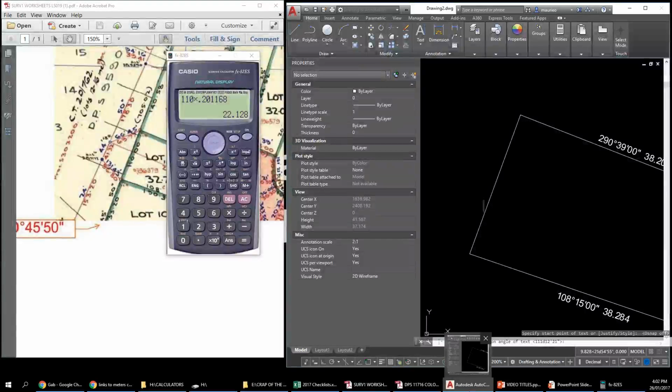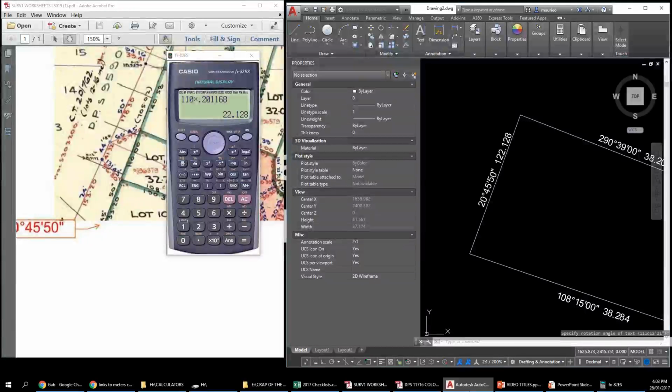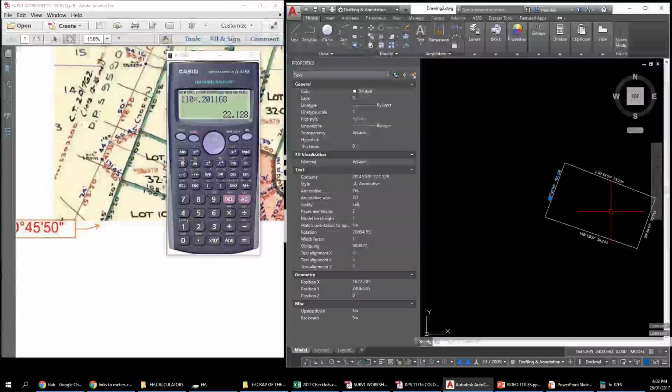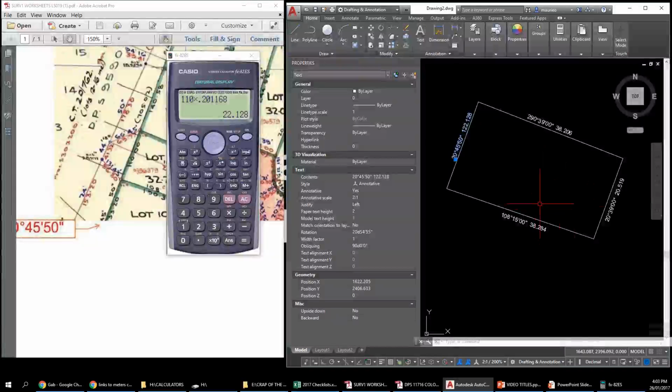And then we can go 20 degrees 45.50, 122.128. Okay, and that should be 21 there. So let's make it 20. It should be pretty good. Okay, so that's that all sorted out there. Now the area.